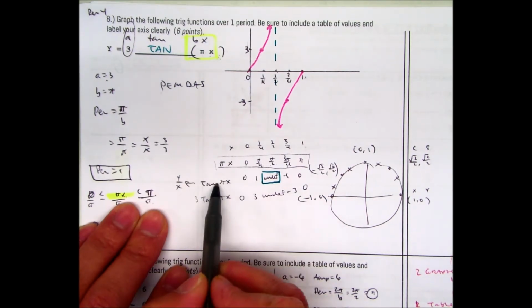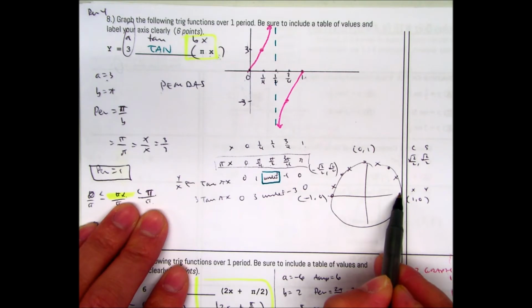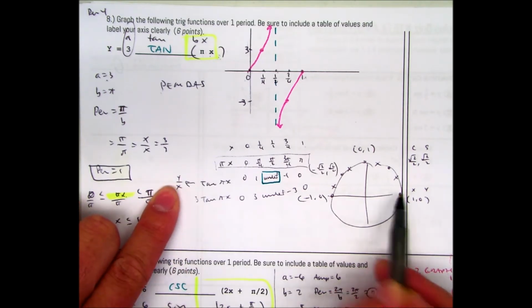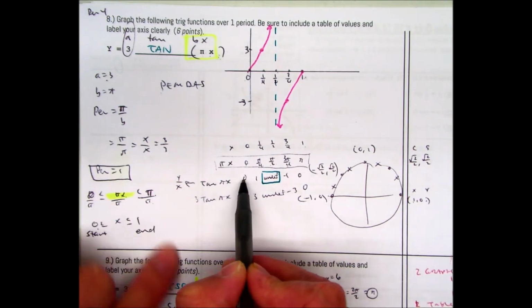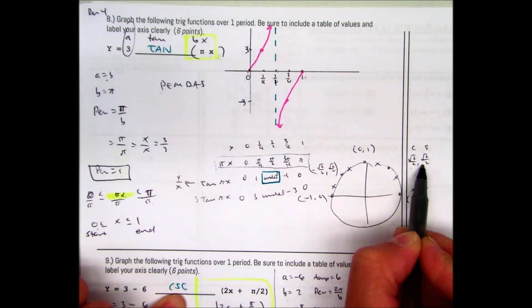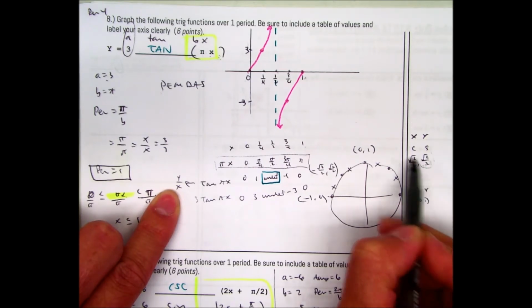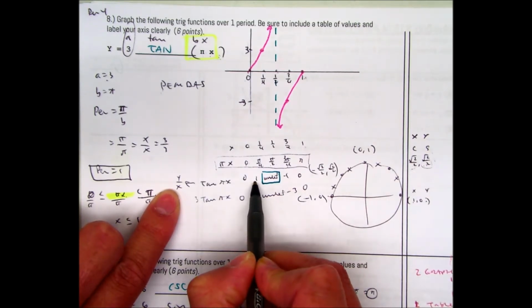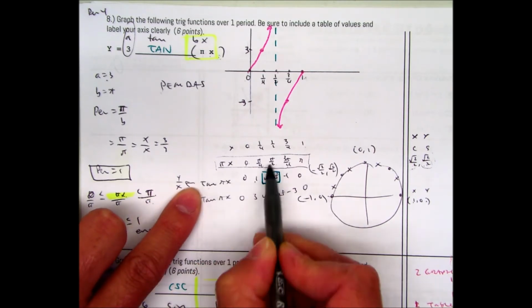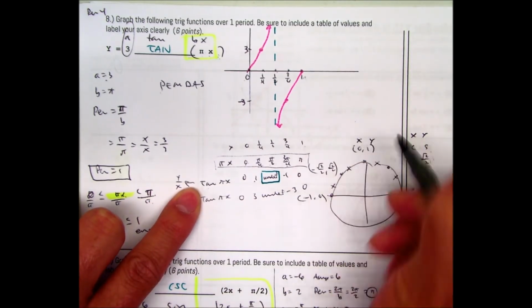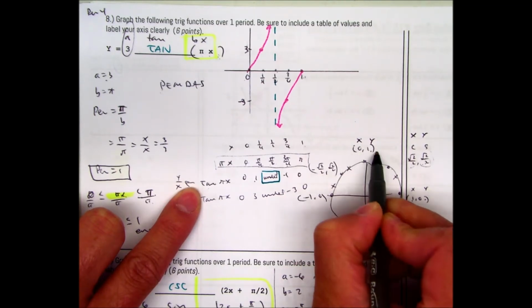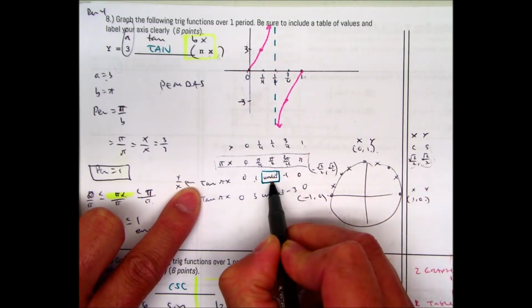If I take tangent of these values at 0, tangent is y over x. That would be 0 divided by 1, which is 0. At pi over 4, the ordered pair is radical 2 over 2 and radical 2 over 2. Tangent is y over x. So this expression over itself, same thing over itself, is equal to 1. Tangent at pi over 2 is 1 over 0. 1 divided by 0 is undefined.